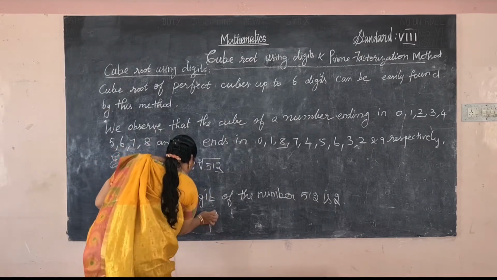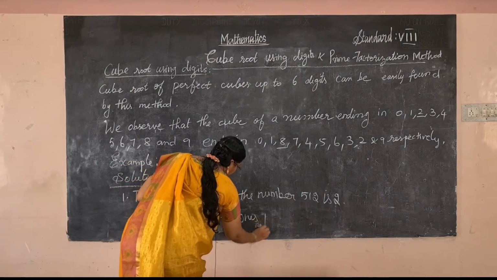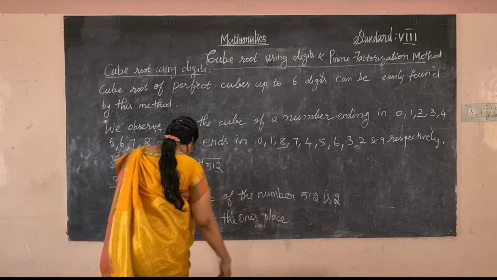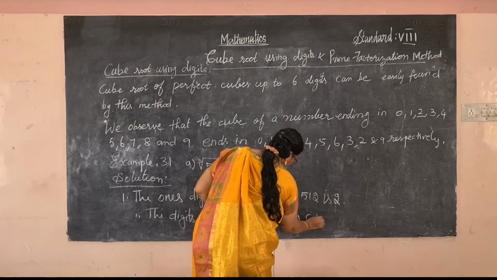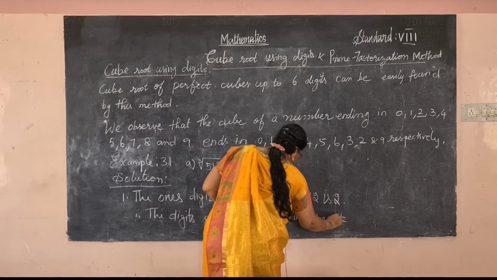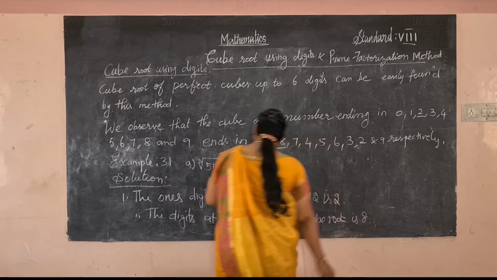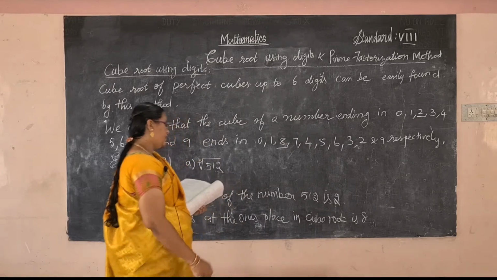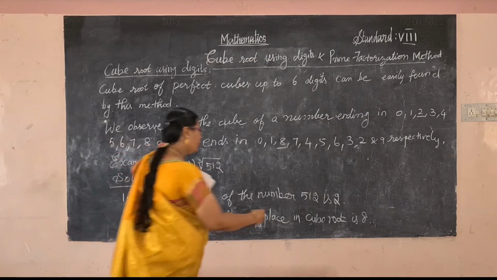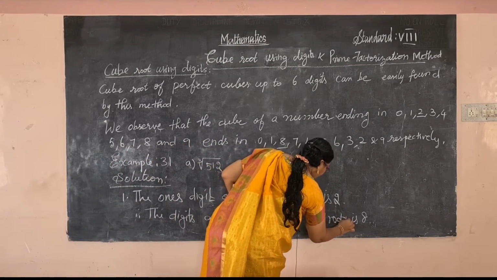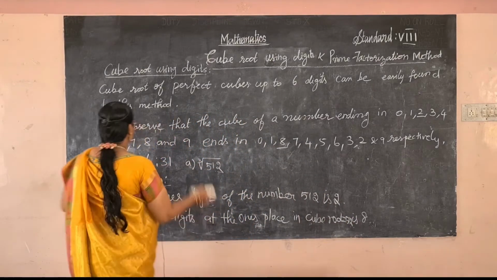For the digits at the ones place in the cube root, what is the cube root value? It is 8. The digit at the ones place in the cube root, what is the value? For 512 it is 8.